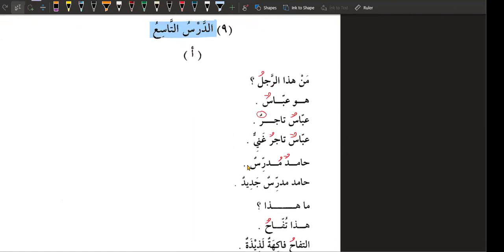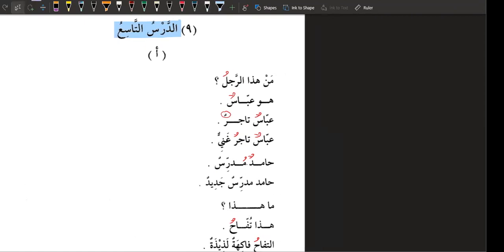جميل. So الدرس التاسع. We're going to learn a new rule in this lesson. For example, we have the first sentence, من هذا الرجل, so who is this man? We say من هذا الرجل هو عباس. He is Abbas. عباس تاجر. Abbas is a merchant, a businessman. And then it says Abbas تاجر غني. Abbas is a rich merchant or trader or businessman.